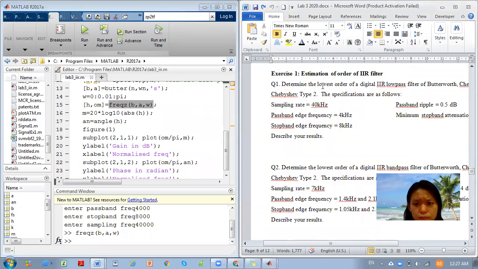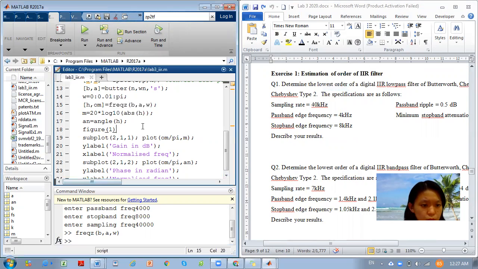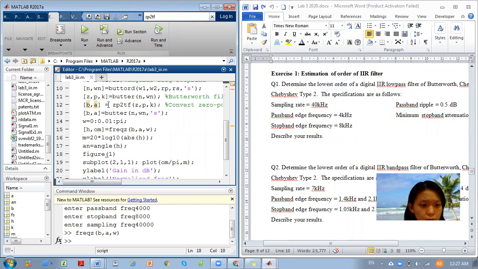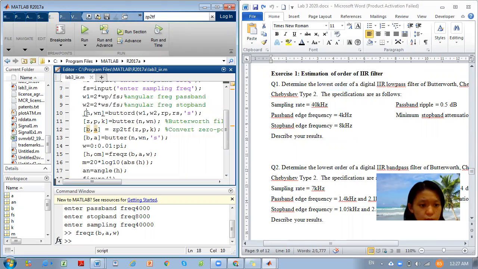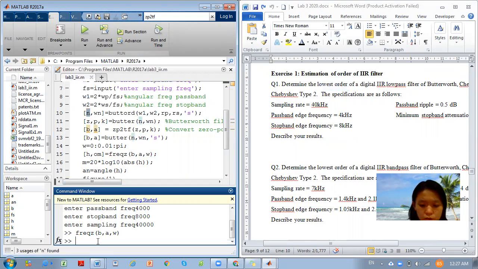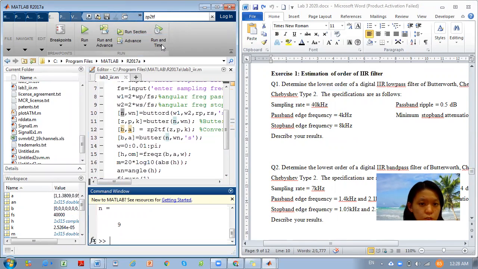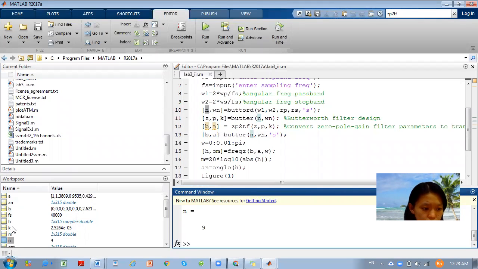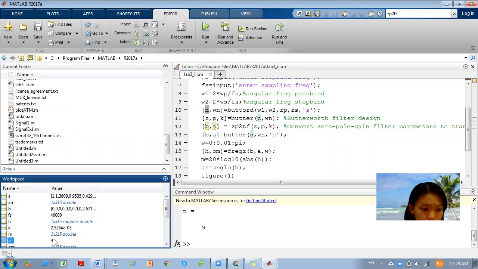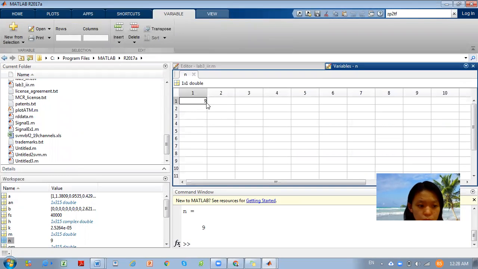Now this question is asking, what is the lowest order of the IIR filter? So just now we know that this transfer function, and this line of the equation here, represents our filter order. So we can just enter. So we know that our filter order is 9. For your information, you also can refer to your value from here. So we can find our value n is 9. So double click on workspace, we can find it here.